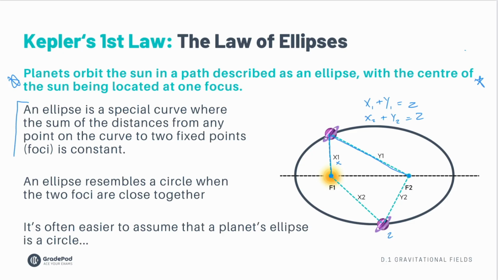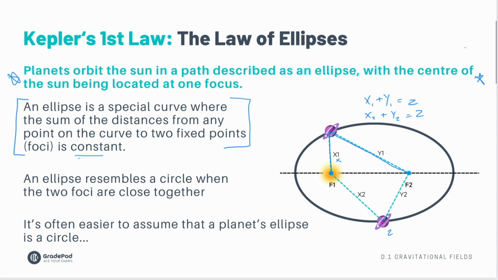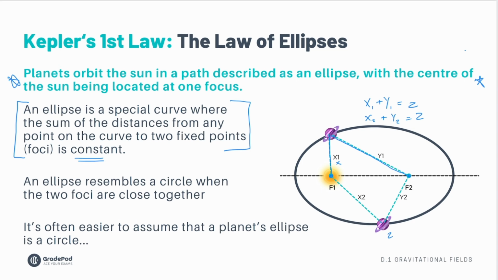And that's what this sentence here means. An ellipse is a special curve where the sum of the distances from any point on the curve to 2 fixed points is constant. And that's what Kepler's first law, the law of ellipses, is all about.